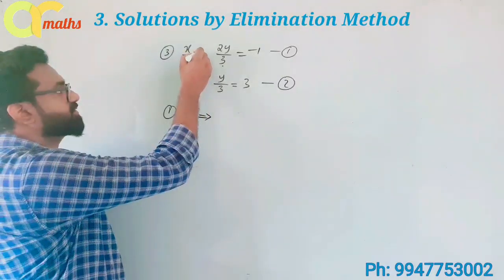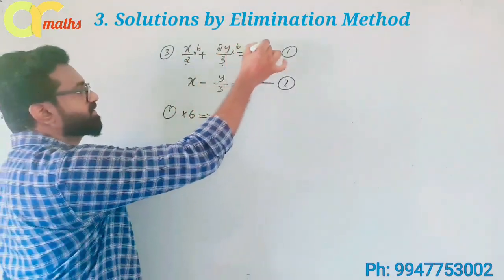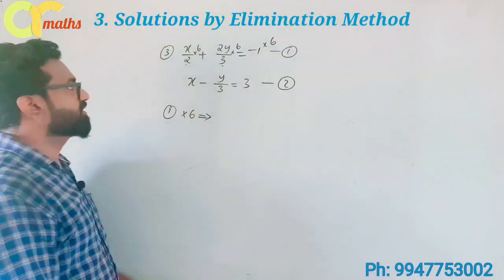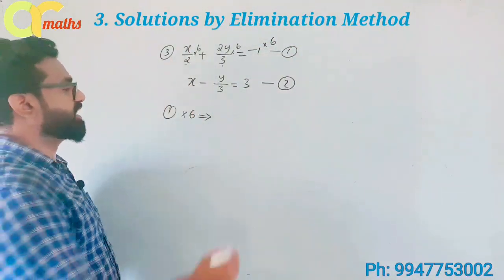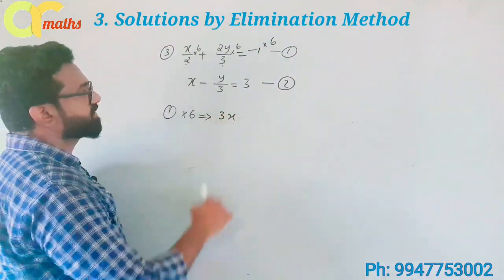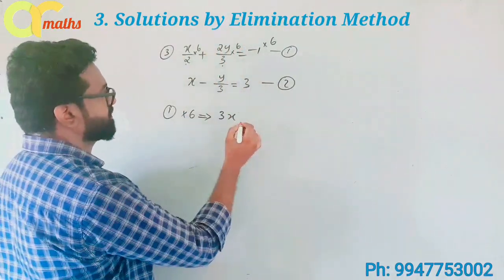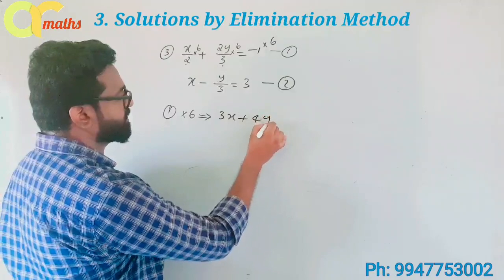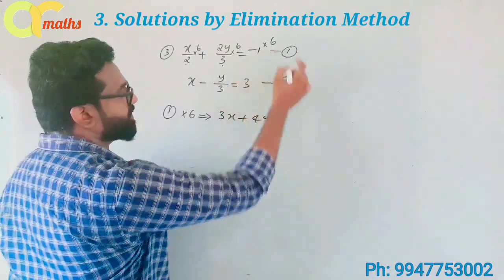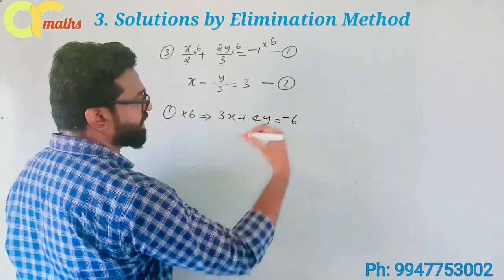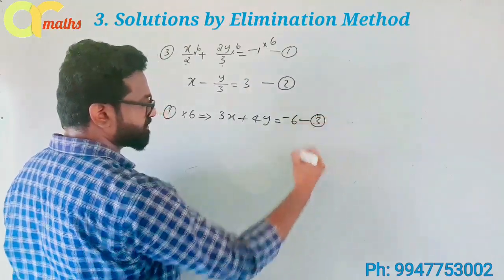Then here into 6, here into 6, into 6. What is the answer? You can cancel 2 in 6 3 times, that is 3x. 3 in 6 2 times, 2 into 2y, that is 4y, is equal to minus 1 into 6, minus 6. So, you got another equation, the third equation.